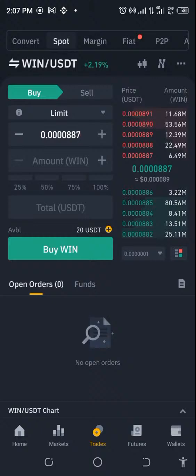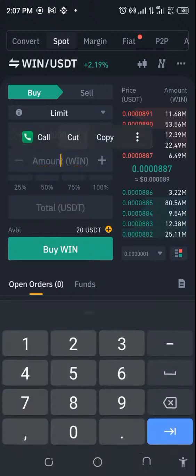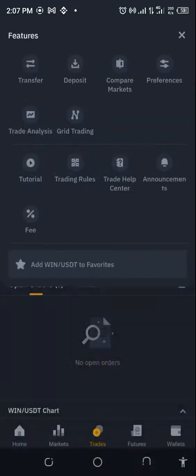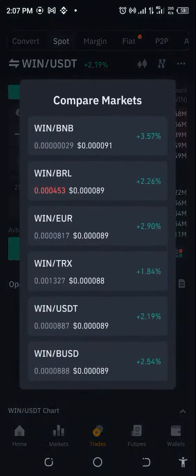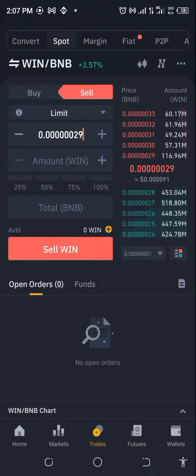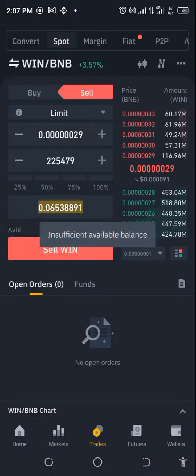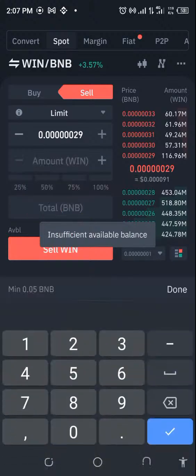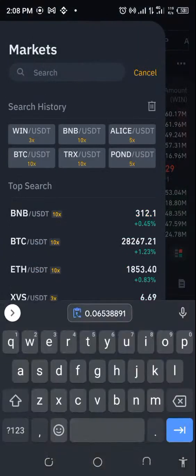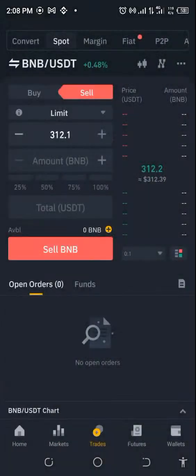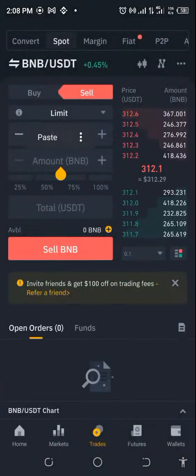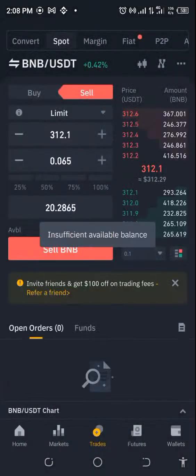So let's go ahead and work with our 20 USD that we have here. We're going to pick up about 100% and then cut that out and see what we're going to get. This is just basic, right? So let's go over to the compare markets and try it out here. Sell to BNB, okay? And then we'll pick up what we have and then go straight ahead and try to change that to actually BNB USDT. Okay, let's go ahead and do this. So we have 20.28.